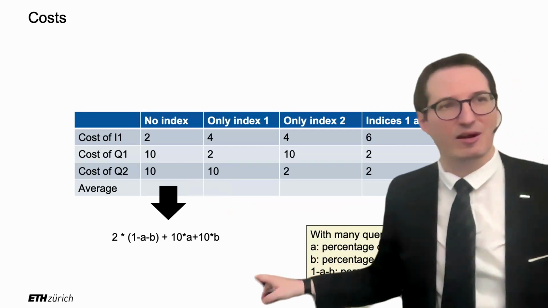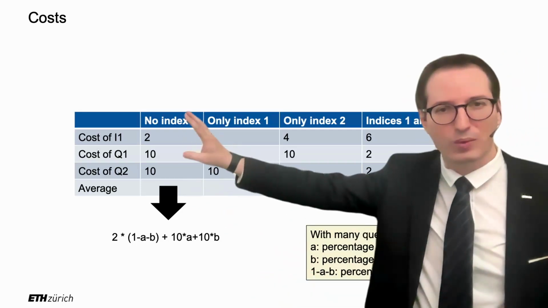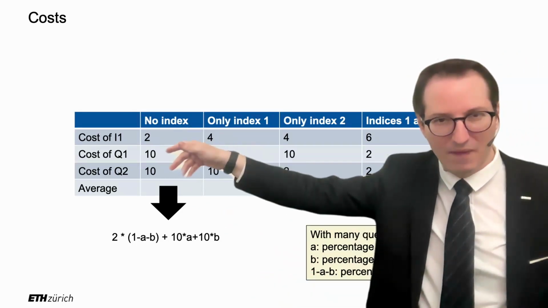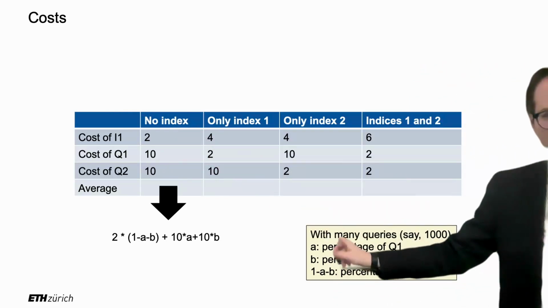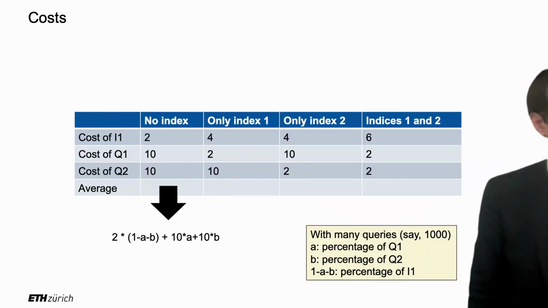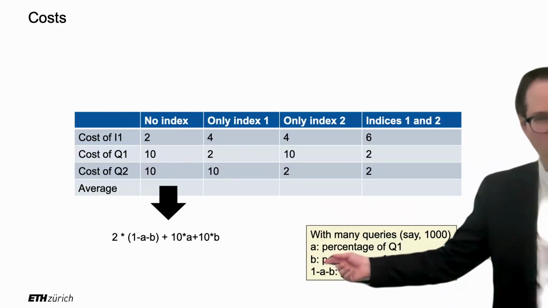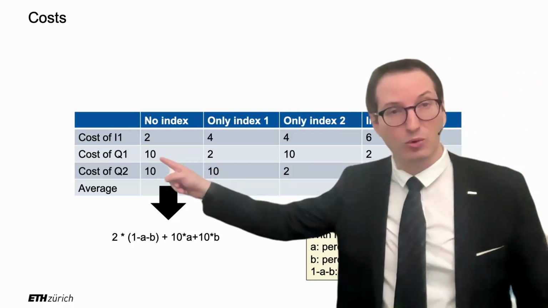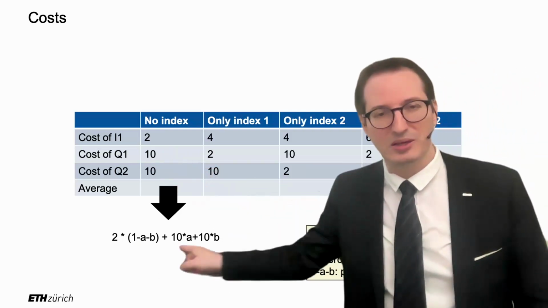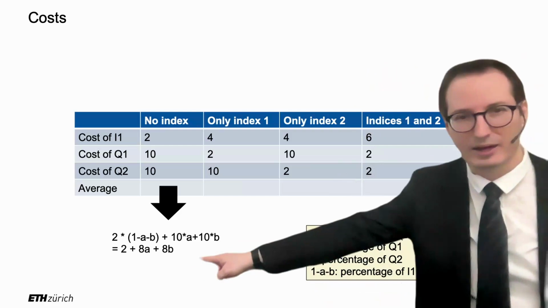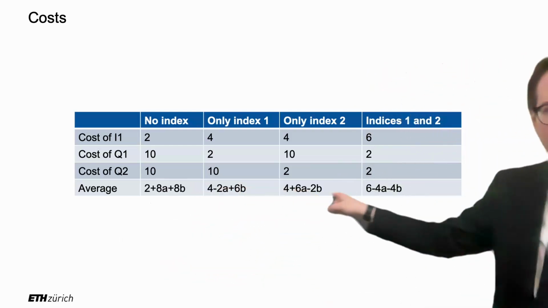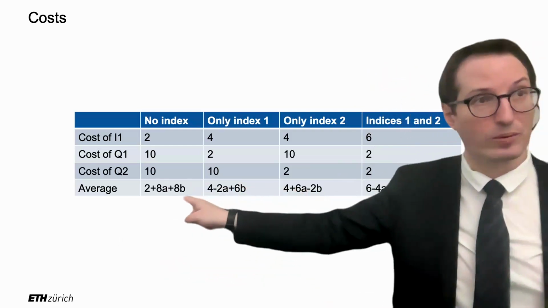It's basically a weighted average, right? We're computing the weighted average of the costs, and the weights are the frequency in which they occur. So the more often a query occurs, the higher the weight I'm going to use. And so basically this is what I'm getting here, and I can just simplify it to this, and then I can fill the entire row in here.